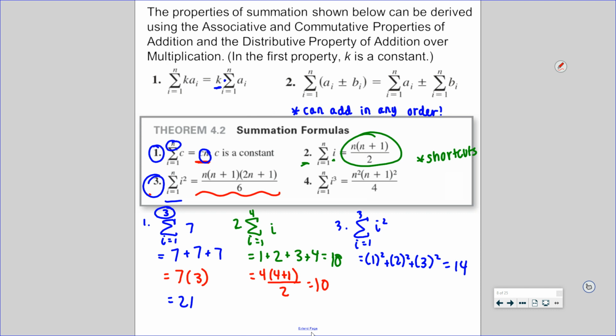Or I could use this formula here. I know it sounds silly, but you don't have to really understand where these formulas come from. We're just going to use them. We could also do n, which in this case is 3, times that number plus 1, times 2 times that number plus 1, divided by 6, and that formula tells us we should also get 14, which if you multiply that top out and divide by 6, you do indeed get 14.